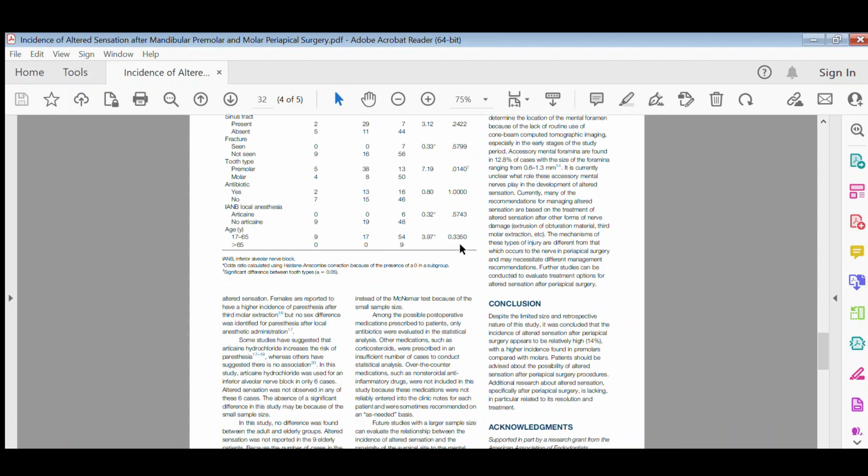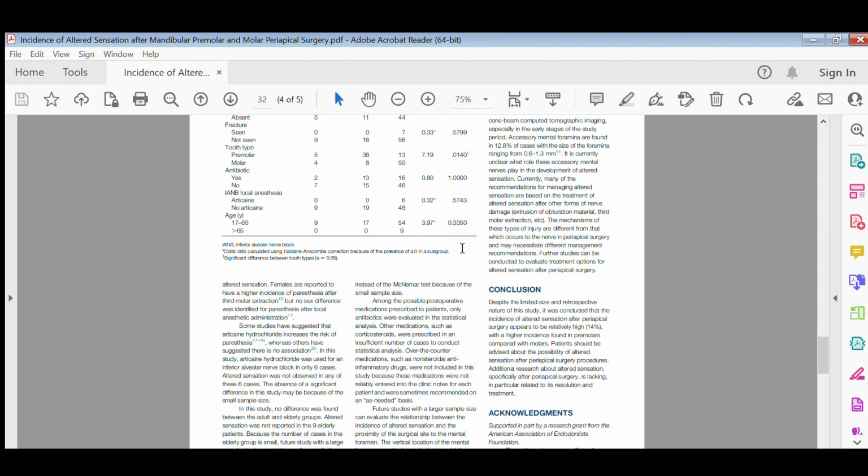In conclusion, the incidence of altered sensation after periapical surgery appeared to be relatively high, 14%, with a higher incidence found in premolars compared with molars. And patients should be advised about the possibility of altered sensation after periapical surgery procedures.